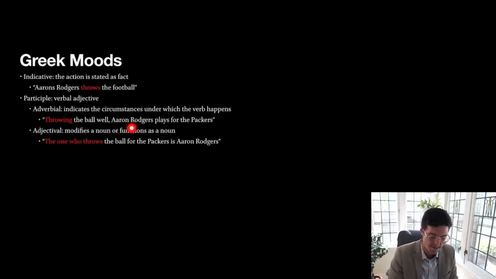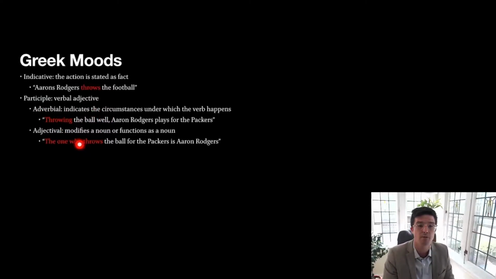So our main verb in this English example is plays, with Aaron Rodgers as the subject of it. Aaron Rodgers plays for the Packers. We're given more information about that through this phrase over here, throwing the ball well. So Greek would have this as an adverbial participle.